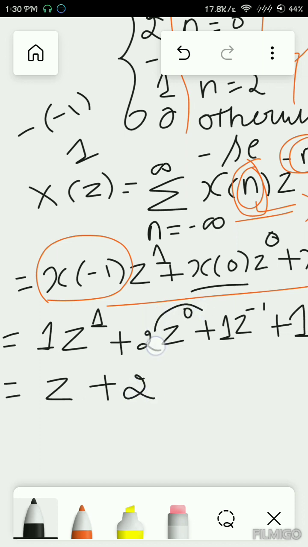Why 2? Because z to the power of 0 is 1. Anything to the power of 0 is 1. So the result is 2. Here you're going to get 2. So 2 into 1 is 2, right?